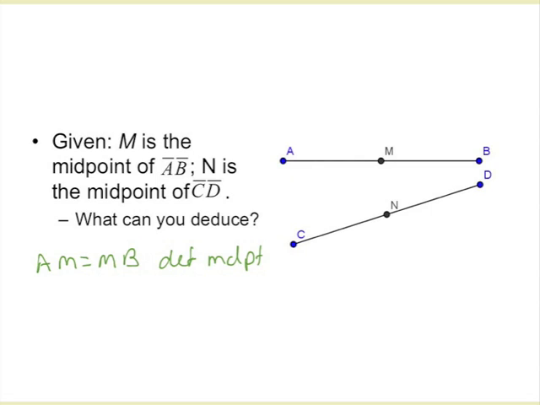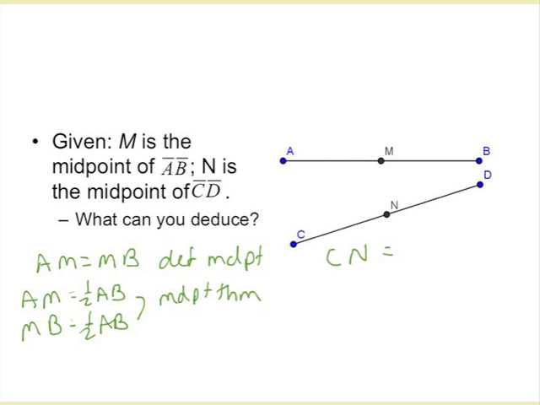We could say that AM is half of AB, or likewise that MB is half of AB. Those would be our midpoint theorem that we just proved. We could say those same things about the other piece. We could say that CN is equal to ND, or we could say that CN is half of CD, or that ND is half of CD.